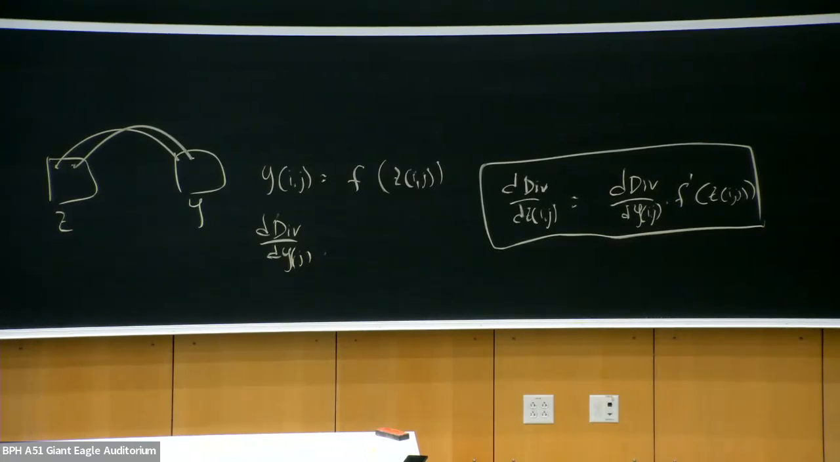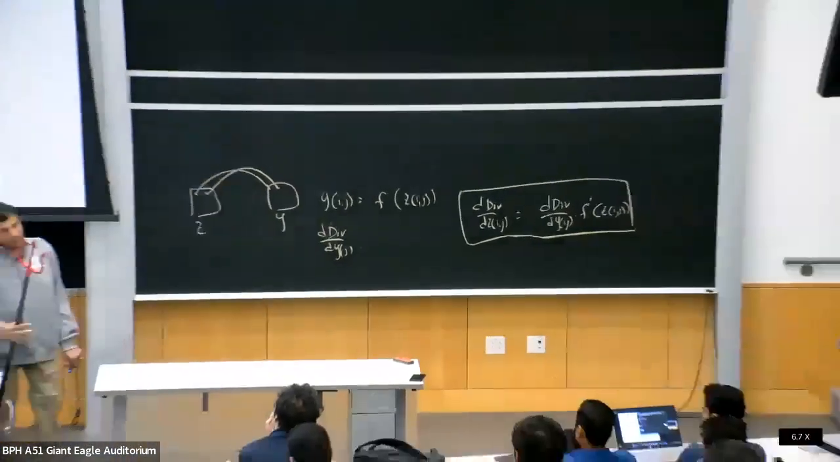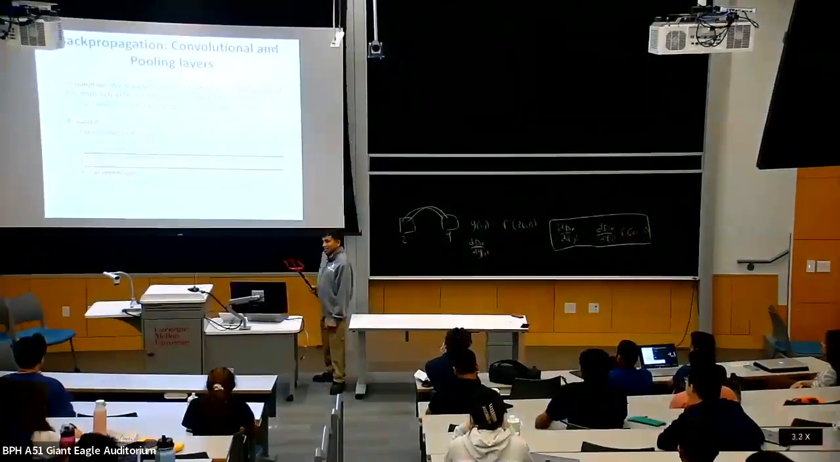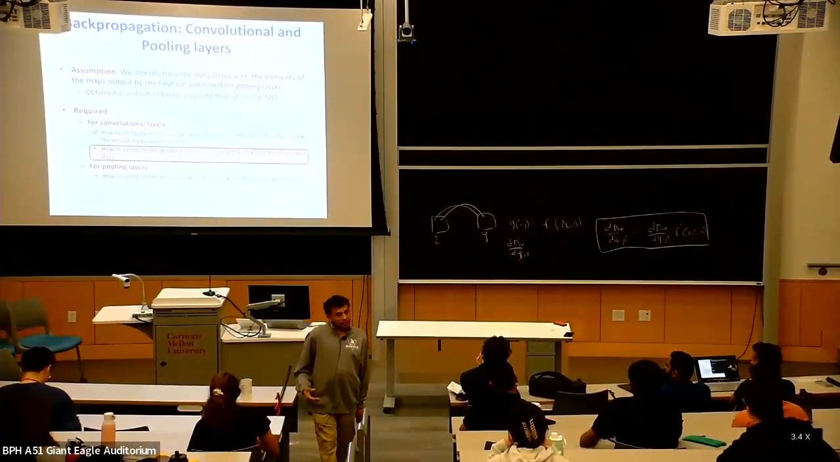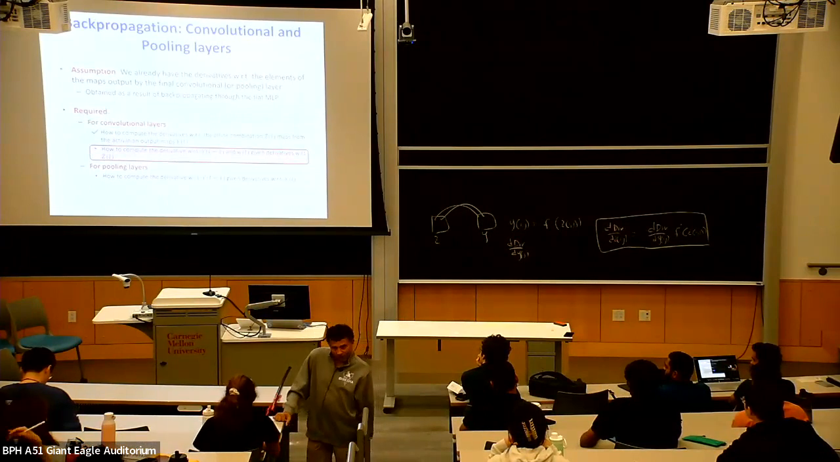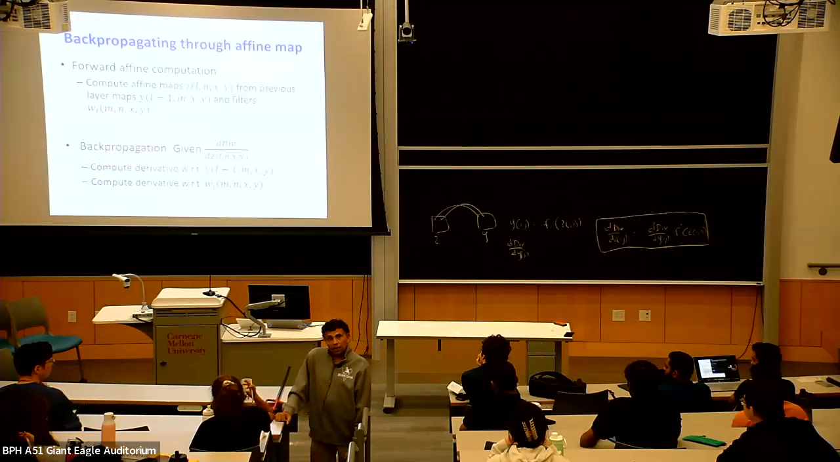So this is done. The first one, we know how to compute derivatives. So we now know how to compute derivatives with respect to these, right? How to compute the derivatives for z's given derivatives for y's. Now let's see how you can compute the derivatives for the filters and the previous y's given the derivatives for the z's, okay? This ends up being a little involved.